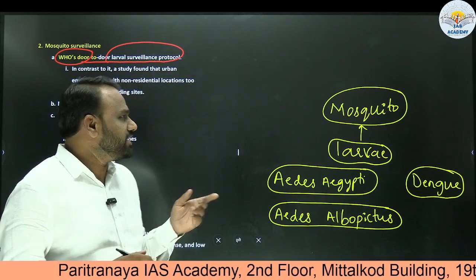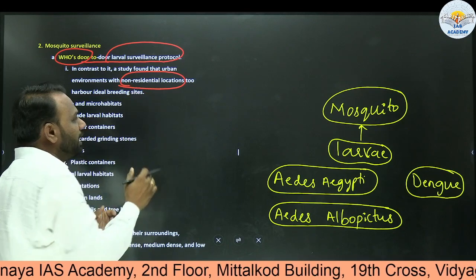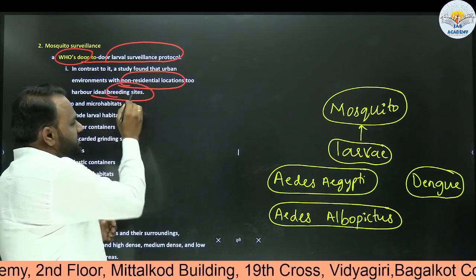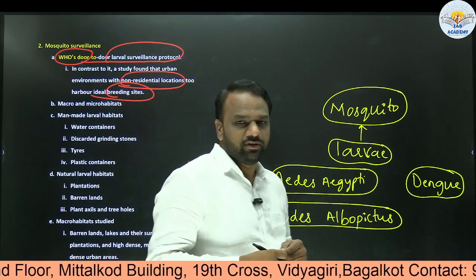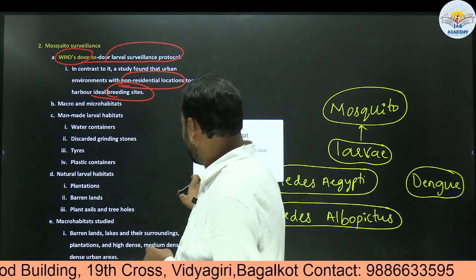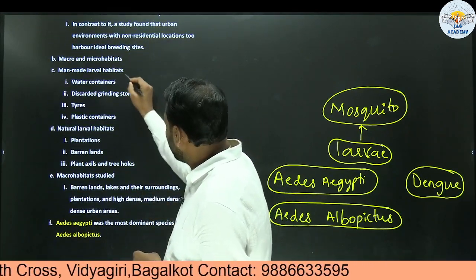But in contrast, a recent study indicated that non-residential locations, means where people are not present, even such sites are potential breeding sites. So in that context, we need to understand a few of the terms. What are those terms? So larval habitats. So what are larvae?